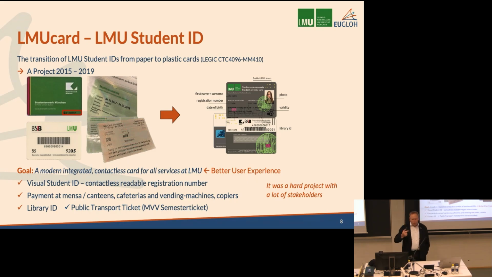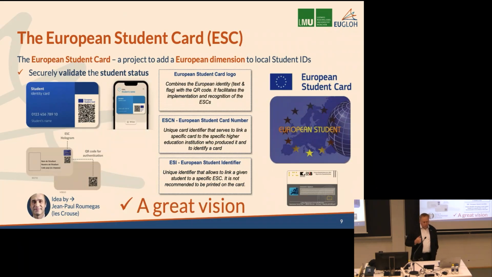Well, if we're looking from the European point of view, there is already a solution. Something from Le Creu's, the French Student Affairs Union. Jean-Paul Rumagas has done a fantastic vision, but not a good technical specification. So they said there should be a European student card to add a European dimension to local student IDs and verify the student status everywhere in Europe or the world and give direct access to services. But in the first period, it was just a hologram. Later, it became a logo and a QR code. But, sorry, taking such a card and taking a card reader, I can tap a QR code. Where's the sense of it? Where's the interoperability? So it's a great vision, but it lacks.